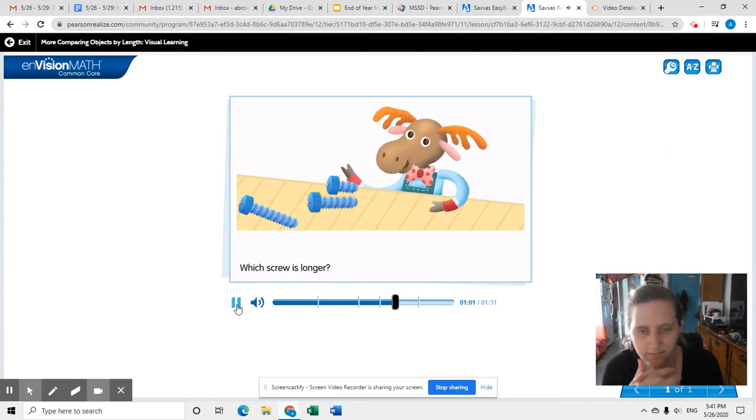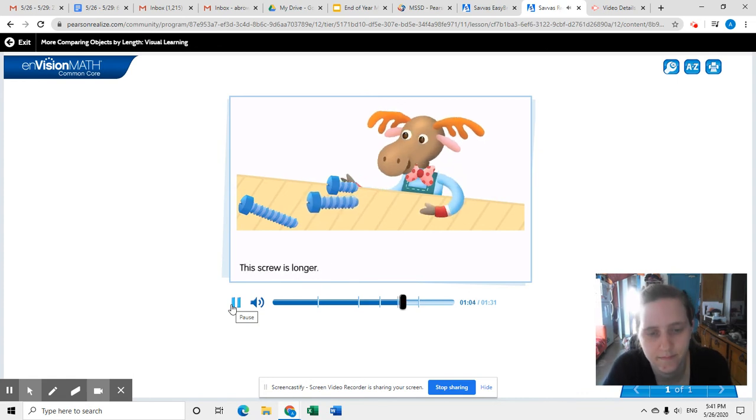Which screw is longer? Point to it on the screen. Good. This one is longer than the short one. This screw is longer.